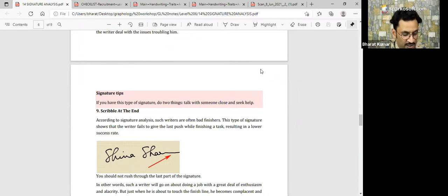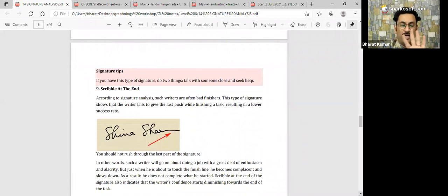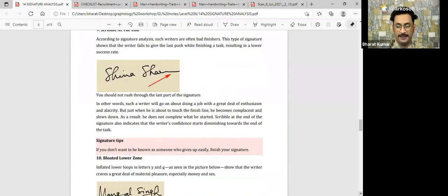This is a perfect signature. A is not having an extra stroke. So if unnecessary scribbling is there, they are not able to finish any task. In the end, they are latecomers, late finishers. In the end, they will just fulfill the formalities of a negative sign.